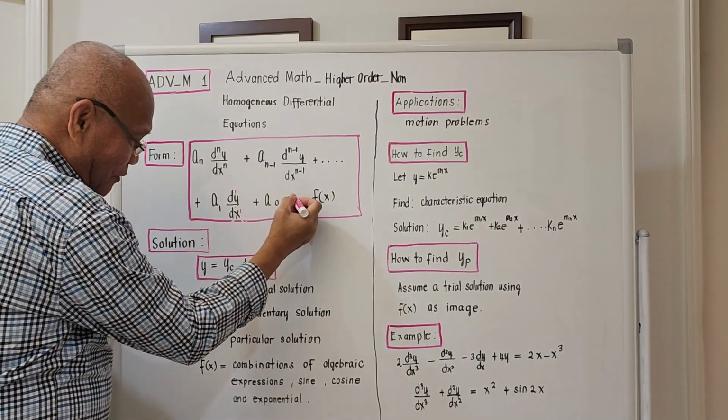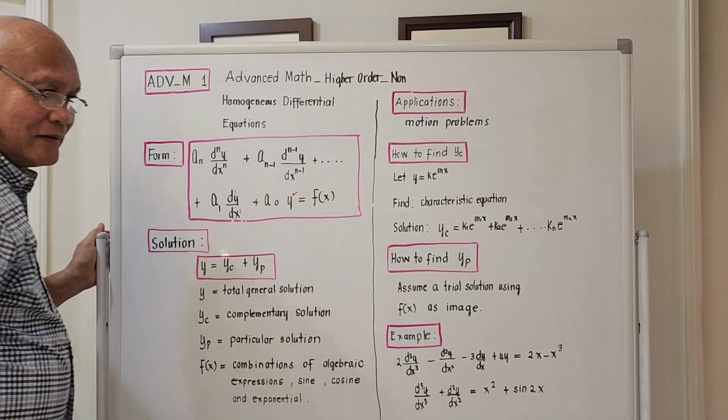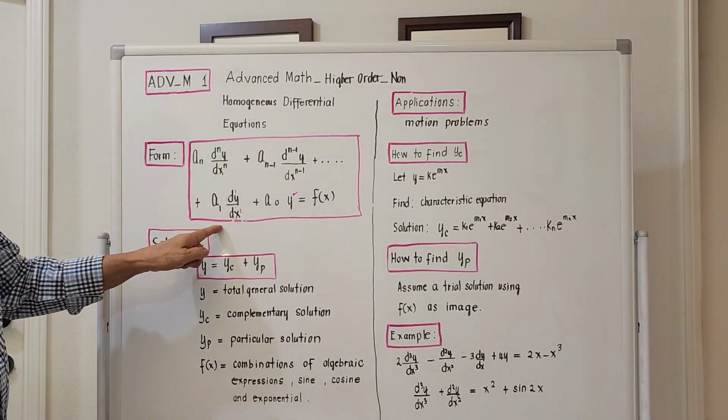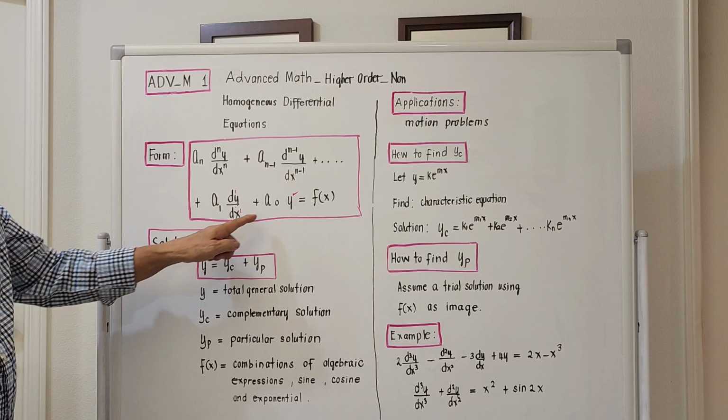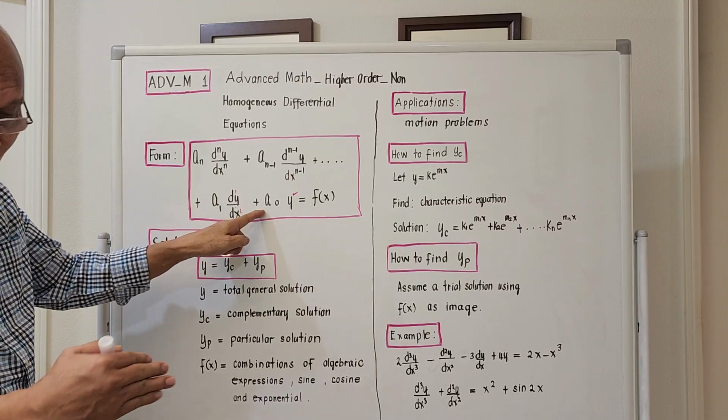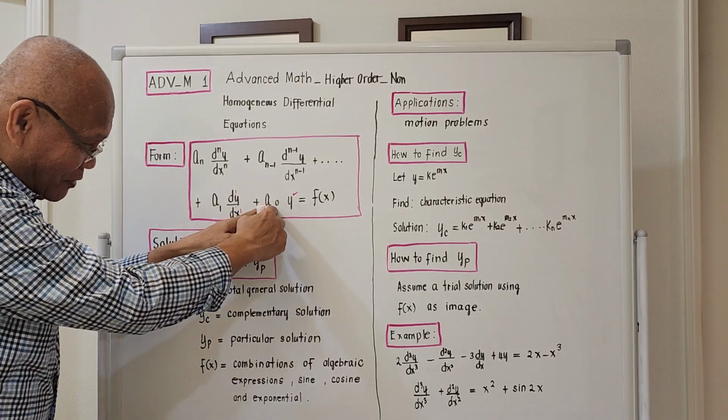This will not just be multiplied by y, because the second to the last is the first derivative. So the last part will be a pure y plus a coefficient.